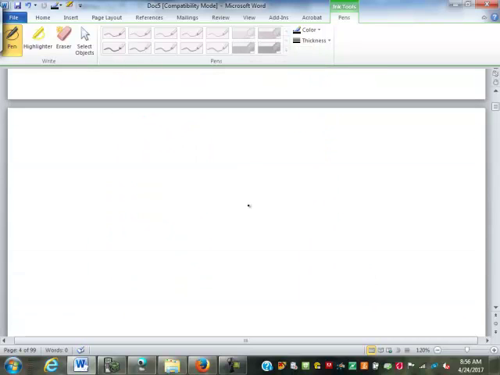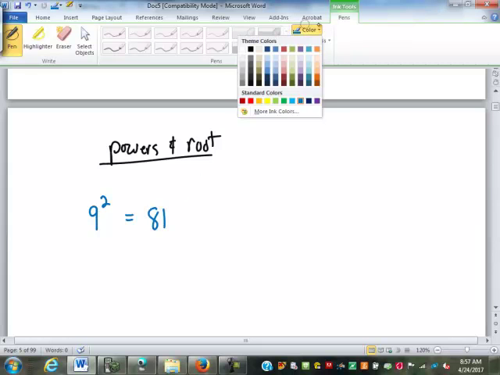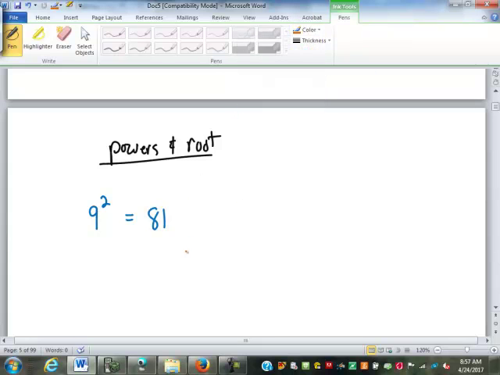So we've done the powers. What is the inverse of a power? Right. If I take 9 squared, I'm going to get 81. If I want to take that 81 and get back to 9, I need to square root it. The square root of 81 is 9.